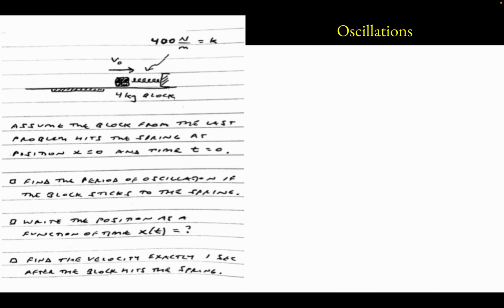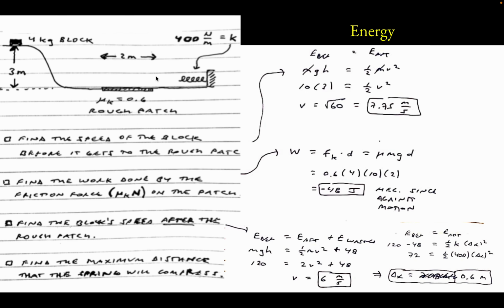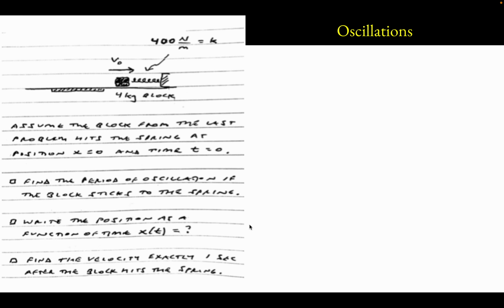All right, next let's take a look at what happens after it hits that spring. It's going to oscillate. So we'll say it hits the spring and then it sticks. It's going to come in at 6 meters per second and hit that spring and start to bounce. So what we're supposed to do first is get the period of oscillation for a mass on a spring.